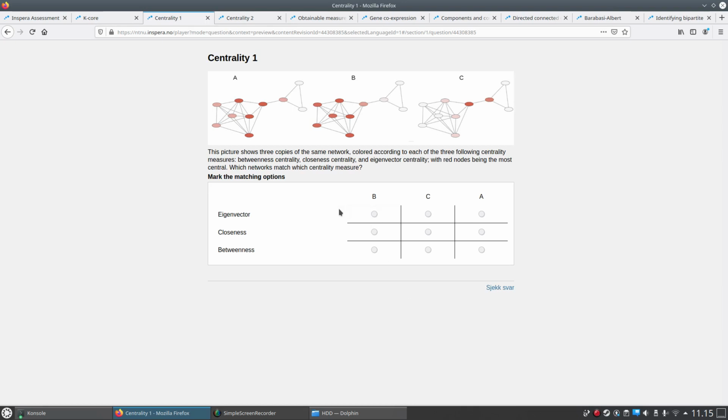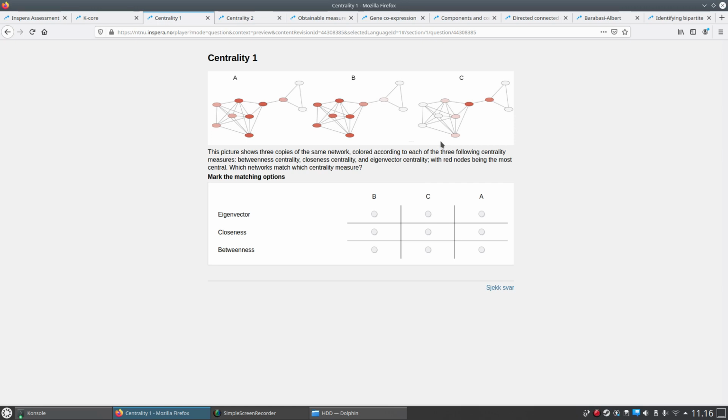We're going to be on the topic of centrality. So here we see 3 copies of the same network, and the coloring of the nodes in each network is based on one of 3 centrality measures: betweenness centrality, closeness centrality, and eigenvector centrality, with red nodes being the most central. Which nodes match which centrality measure?